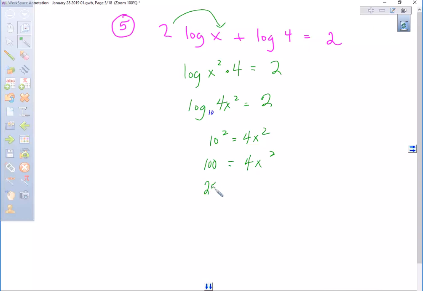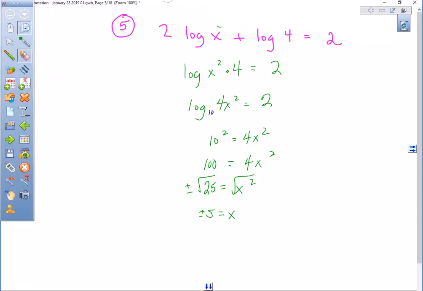So we get 25 when we divide by 4. And this time when we take the square root, we get plus or minus 5 equals x. But look at this, guys. The way the original problem is written, the original problem before I did anything to it, if I plugged in a negative 5, I'm getting a negative answer part right here. And that doesn't work for this problem the way it is originally written. So this is my only answer, positive 5.